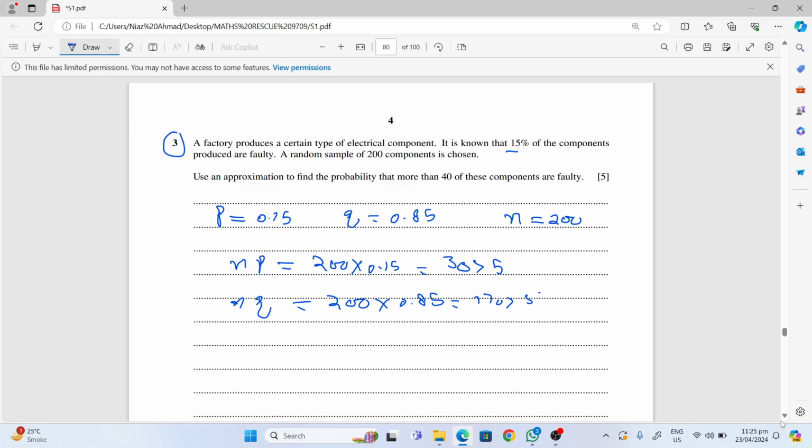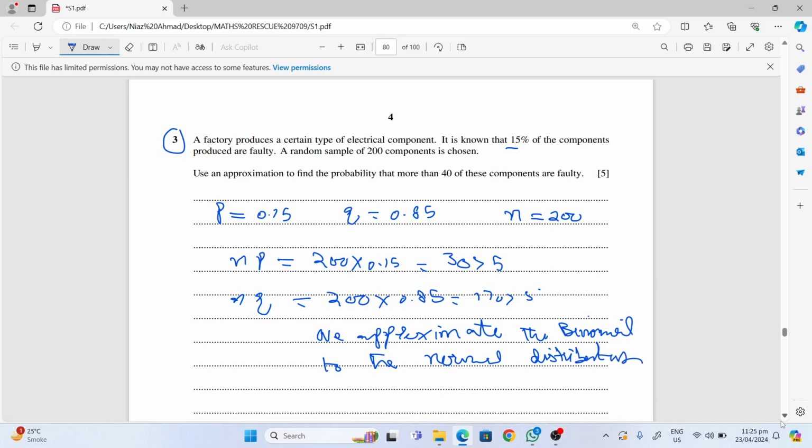When it is greater than 5, we approximate. So you can write, we approximate. If NP and NQ are greater than 5, then we approximate the binomial to the normal distribution.